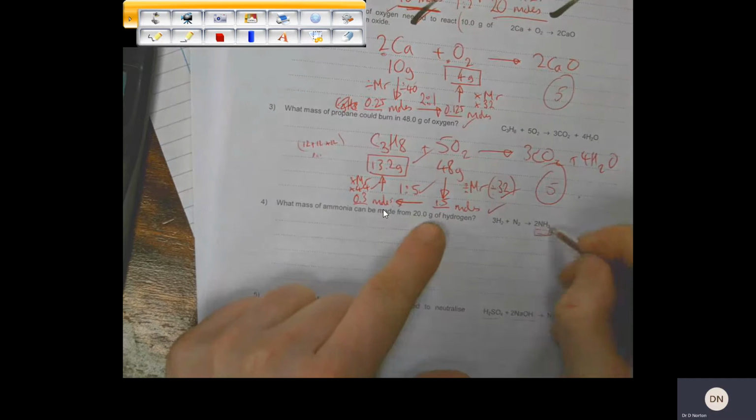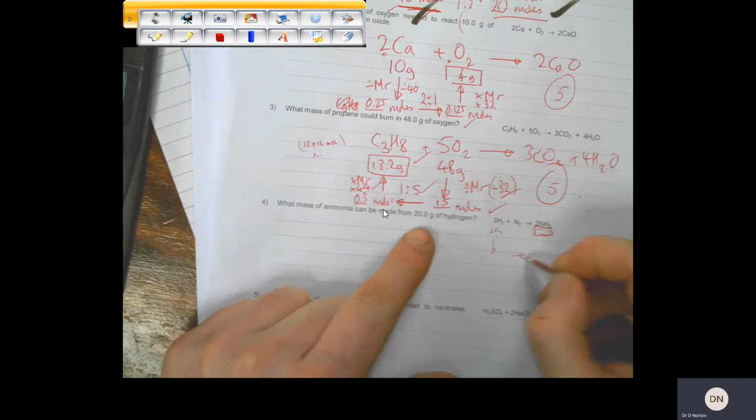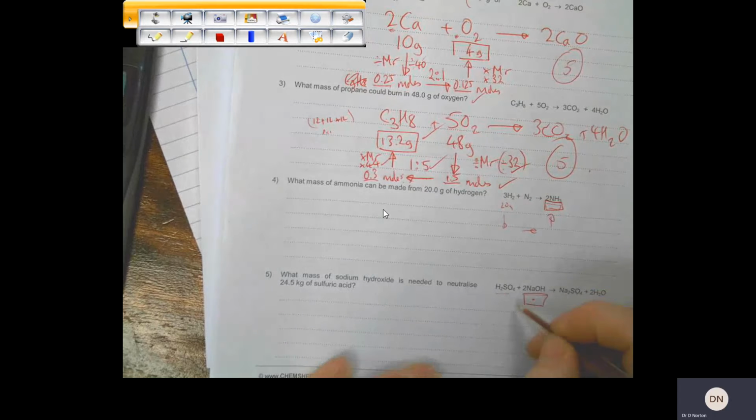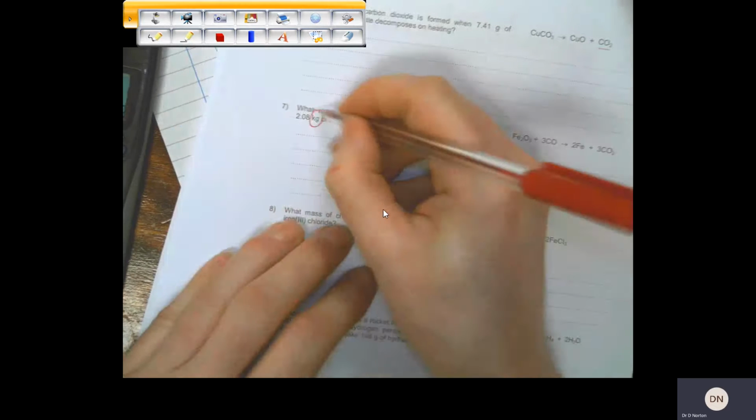What mass of ammonia, that's that, can be made from 20 grams of hydrogen? So you're given 20 grams of that, down, across, and up. What mass of sodium hydroxide? That's sodium hydroxide. There's your box. Is needed to neutralize. 24. Okay, watch out. Kilograms. It's got to be in grams. So you've got to do a conversion there. Next. That one's fine. Another kilograms there to watch out for. That one's fine. That one's fine.